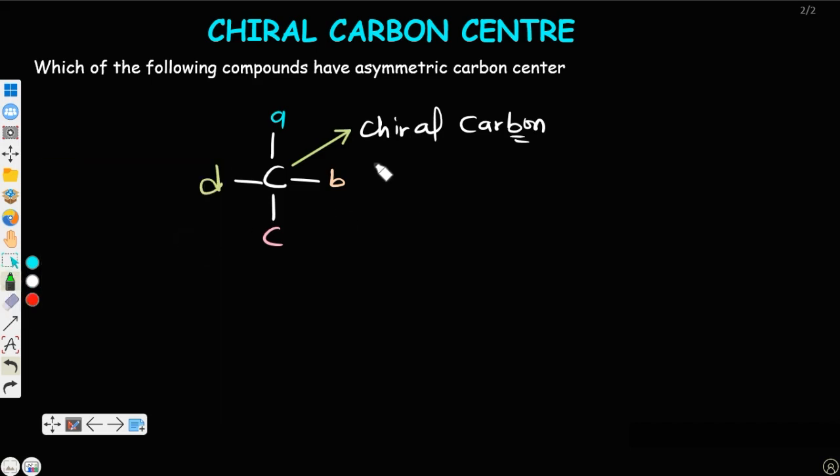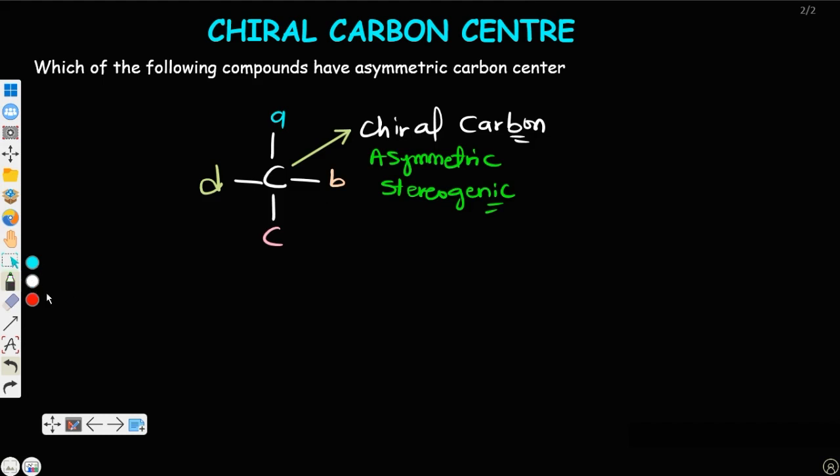There are other names for it, like asymmetric carbon center, or you can call it a stereogenic center, because that center, in most cases, is responsible for the stereochemistry of most of these stereoisomers. Are you getting it now? Whenever you have a compound with 4 different groups around a carbon, that compound is said to have an asymmetrical carbon, or chiral carbon, or stereogenic carbon.